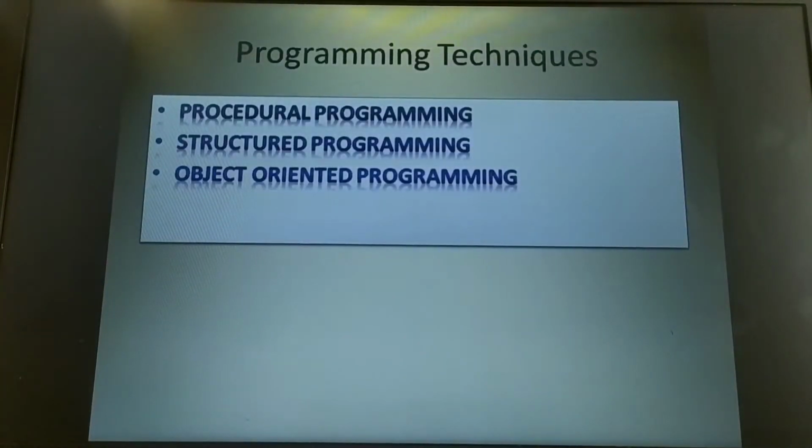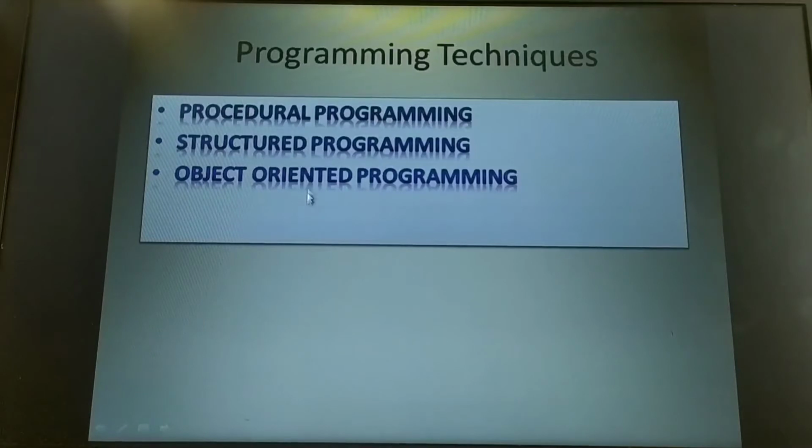Before we start with OOPs, let us see some of the previous programming techniques that had come into existence and what were the drawbacks of these programming techniques, so that there was a development of the object-oriented programming technique. Basically, there were 3 different programming techniques. The first is procedural programming technique, structured programming technique, and object-oriented programming technique.